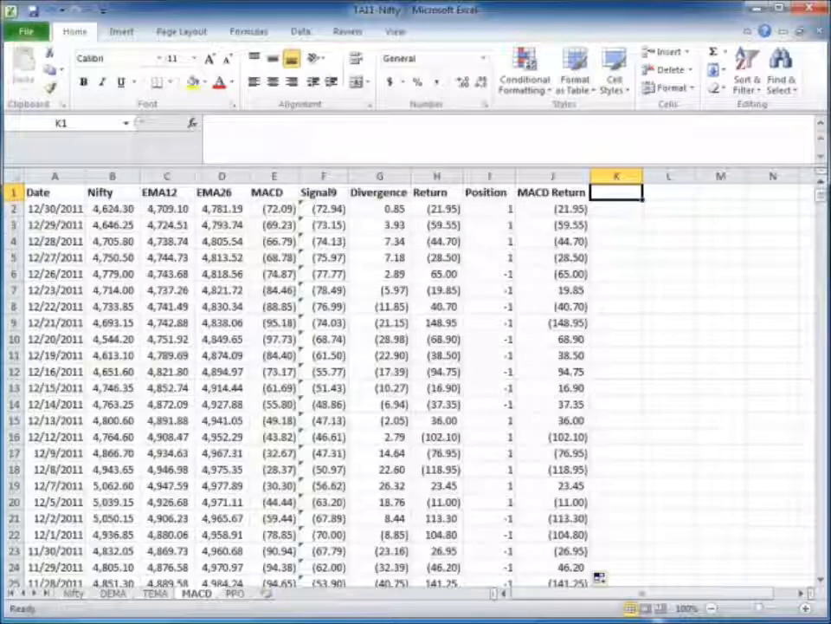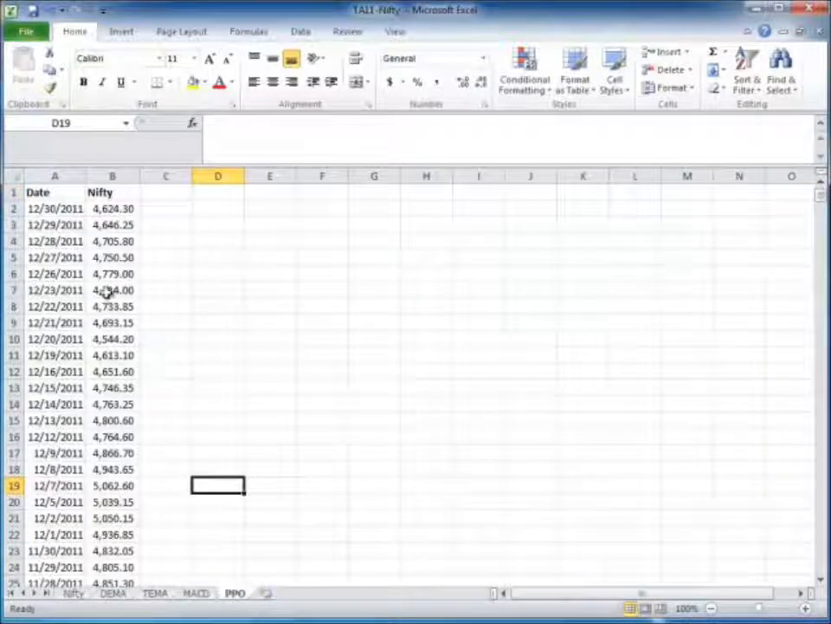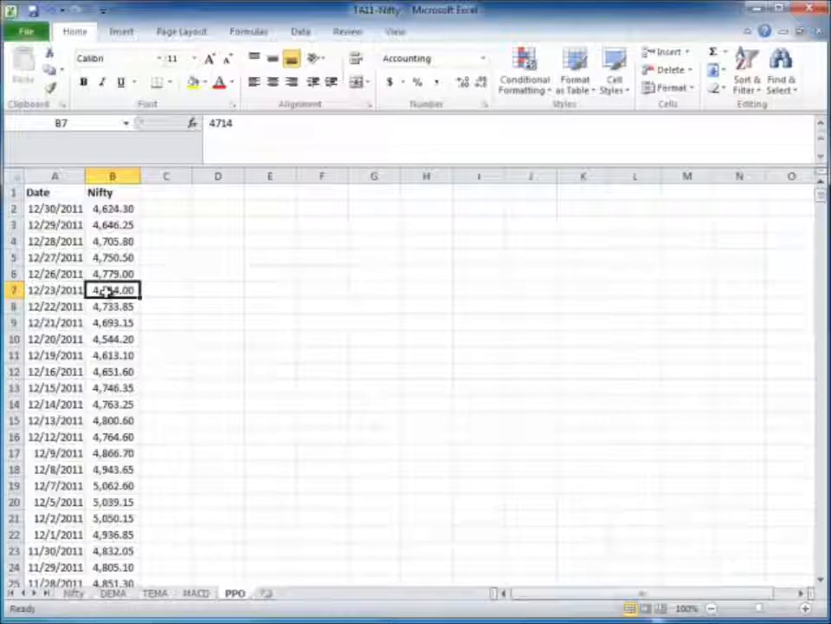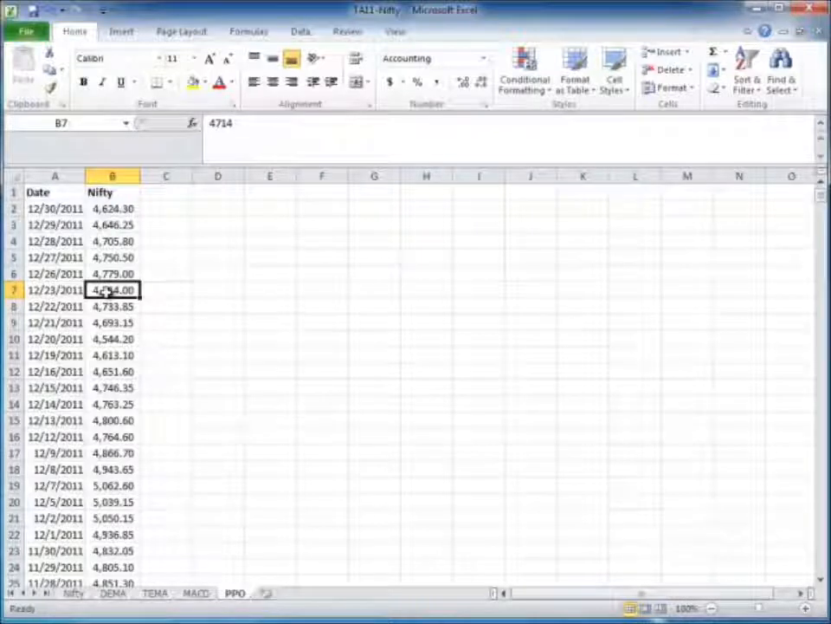Percentage price oscillator. Here we are once again back in Excel, and what we're going to do now is look at the percentage price oscillator, and we'll calculate this and show you how to do that. So let me go back to this PPO tab. And again, we have the same data set as before. We have the Nifty index from 2005 until 2011. And now we're going to calculate the PPO.